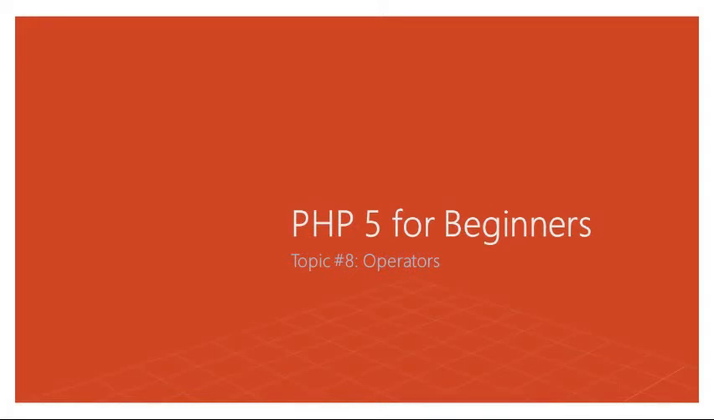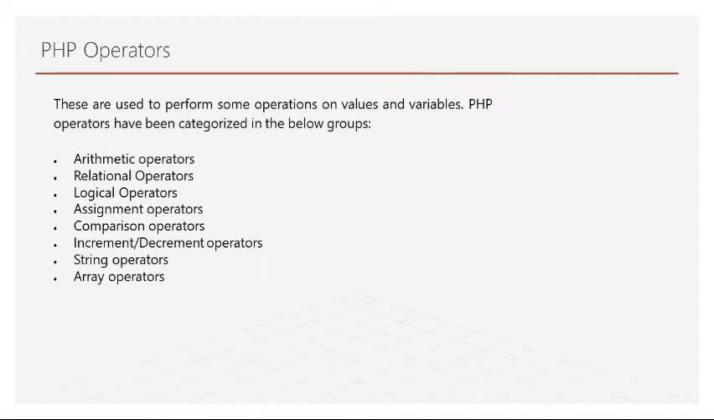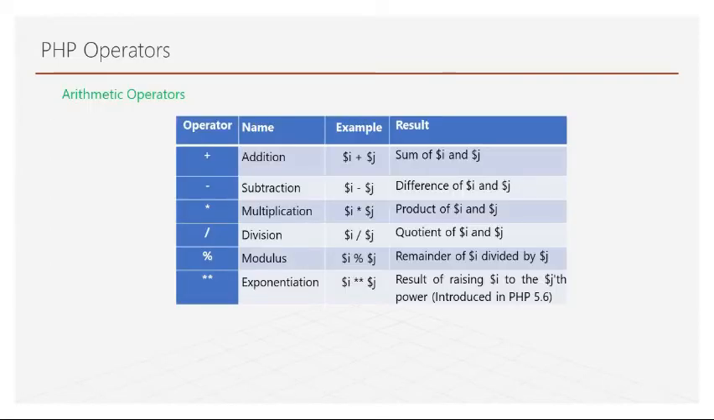PHP operators. Operators are used to perform some operations on values and variables. PHP operators have been categorized as arithmetic operators, relational operators, logical operators, assignment operators, comparison operators, increment/decrement operators, string operators, and array operators. PHP arithmetic operators. The arithmetic operators in PHP are used with numerical values and are used to perform arithmetical operations in common, like addition, subtraction, multiplication and others.